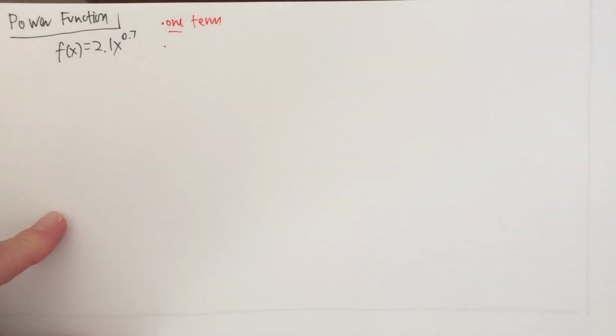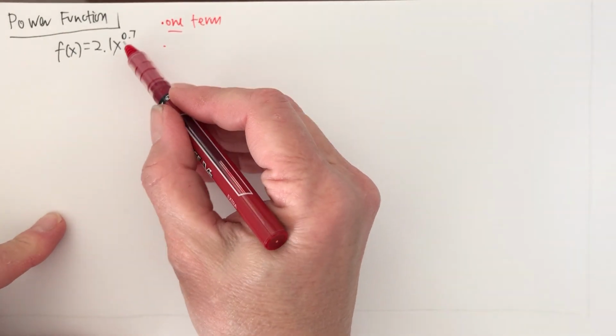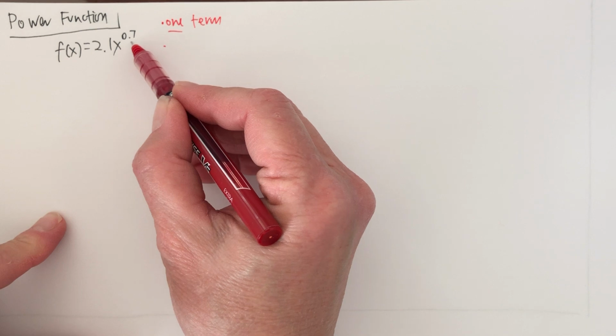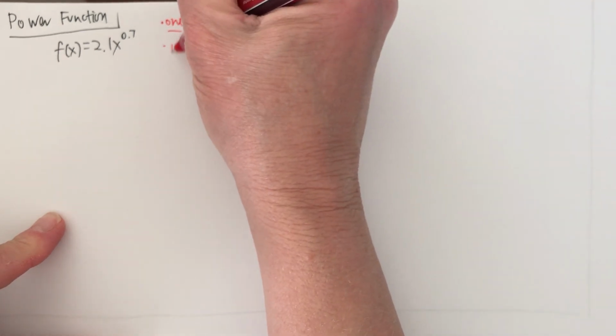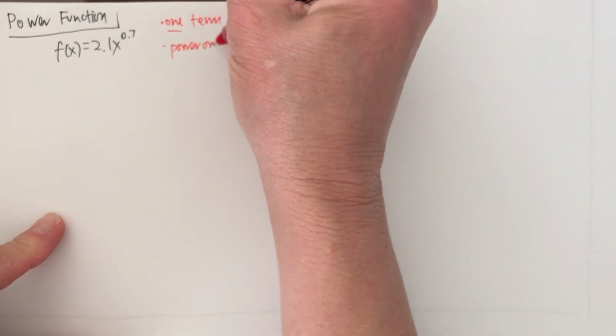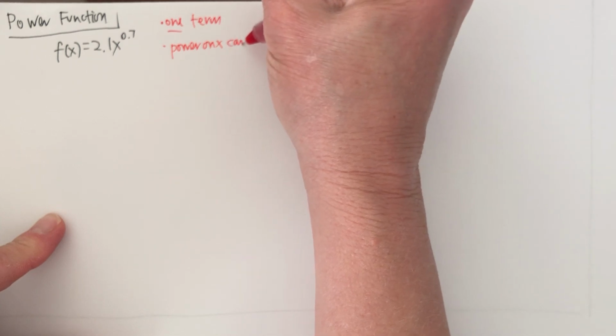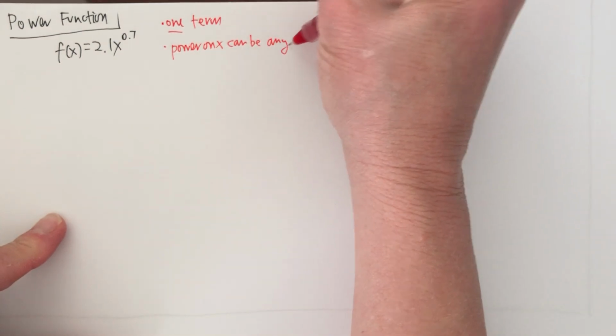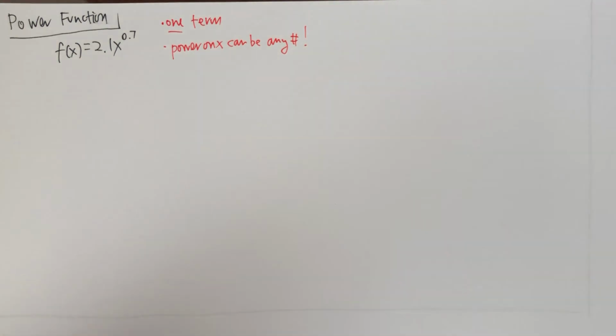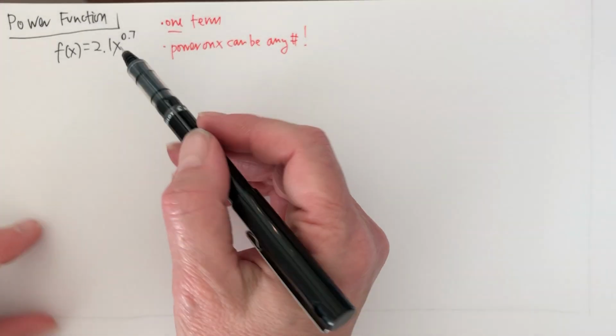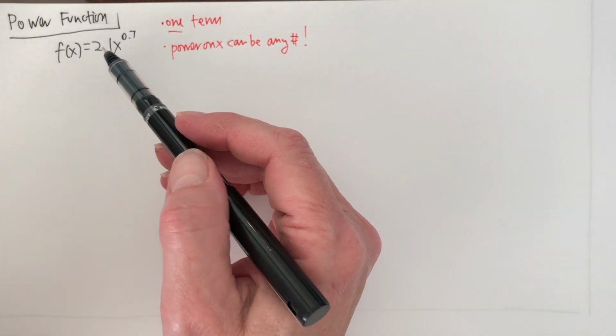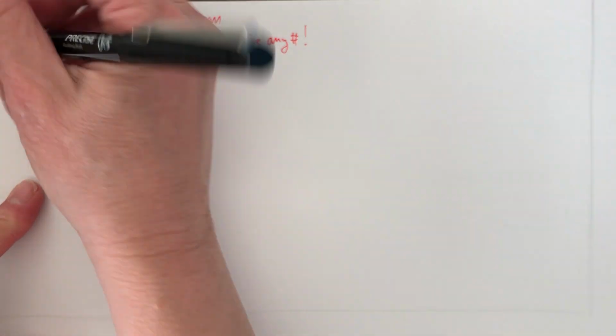Unlike other functions like polynomial functions. The other thing is this exponent up here can really be any number. So power on x, power on the input variable, can be any number. And that's something that's definitely not true for polynomials. Polynomials, you have to have nice, round, positive, or zero exponents.